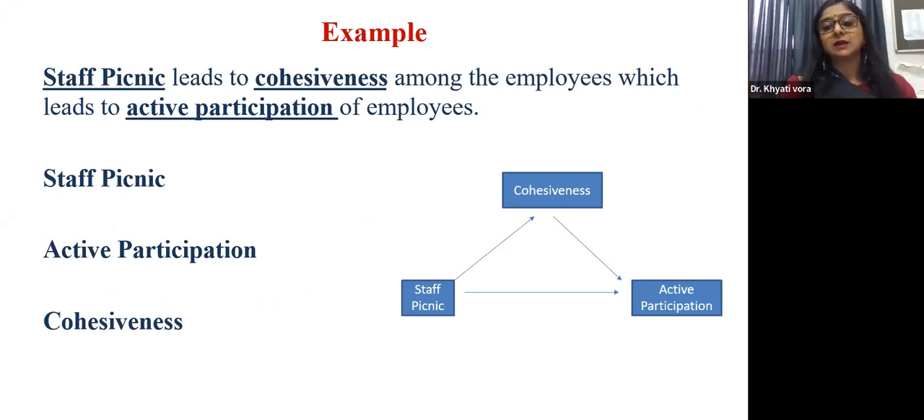The whole idea is ki agar hum apne employees ko ek happy holiday jaisa ghumane lekar jayenge, then there will be a good participation. But provided there is a cohesiveness. What if I'm taking my entire staff for a picnic and they're having their own groups, and there is no cohesiveness, they are enjoying their part and coming, there will be no active participation. Active participation will be there only if there was cohesiveness during the period of the staff picnic. Do you all agree to this model?